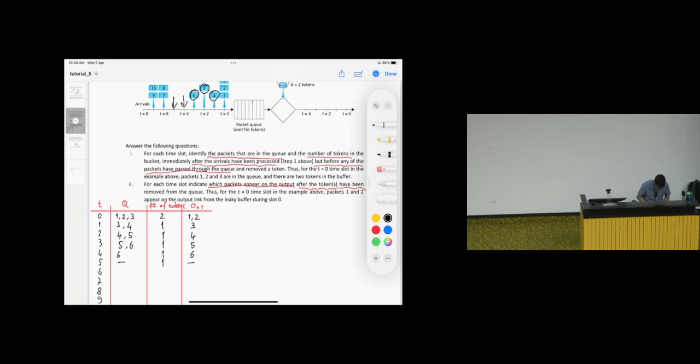In the next time slot, t equals 6, I have 2 new packets, 7 and 8 are here. I had one token. I didn't spend any, but I added one token, so I have 2 tokens. I have one new token, one older token. I have 2 tokens in total. And both these tokens will remove packets 7 and 8.